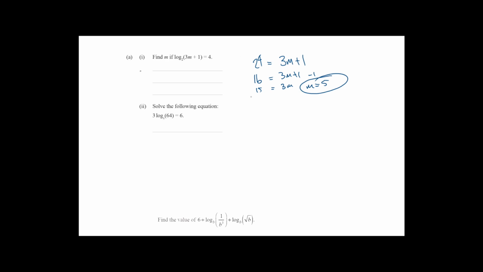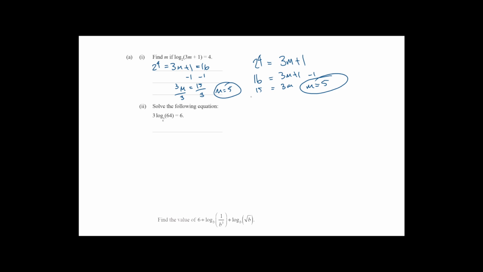So just go through it again. We rewrote it so that it was 2 to the power of 4 equals 3m plus 1. We know that 2 to the power of 4 is 16, we took one away from both sides, so 3m is equal to 15. Divide both sides by 3. So m equals 5.